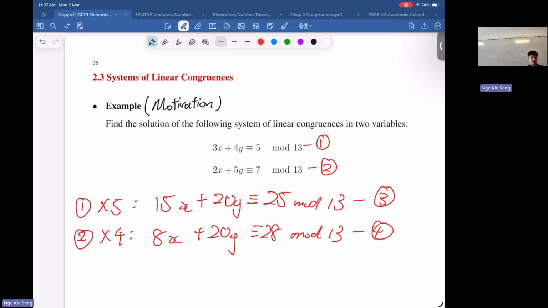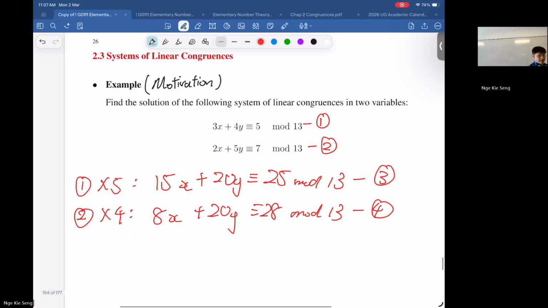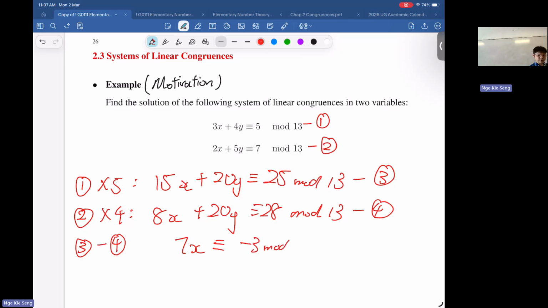And then I realized that they are the same terms here. At the same time, they are mod. The mod n is the same, so that I can do this. Otherwise, maybe there's something wrong there. So maybe I take 3 minus 4, such that I get 7x ≡ -3 mod 13. And then 7 and 13 are coprime.